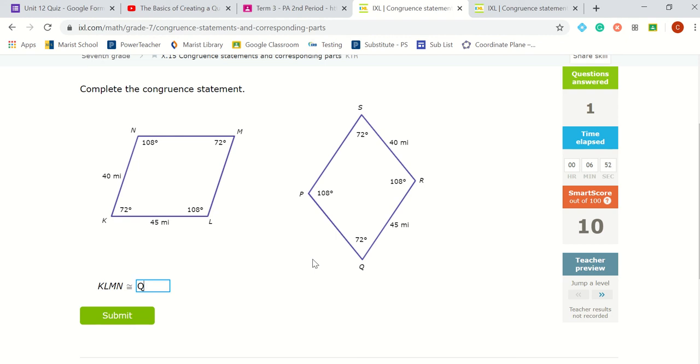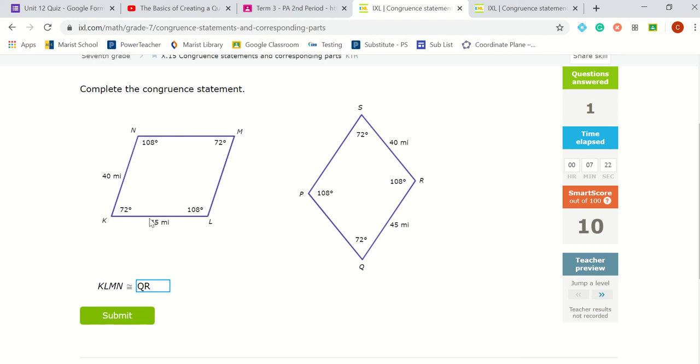Let's see here. All right, L is next. L. All right, so we're going from K down the 45-mile side to L. So from Q down the 45-mile side to R. R. Okay, again, how did I do that? We were looking at K. K is next to L. L is 108 degrees.